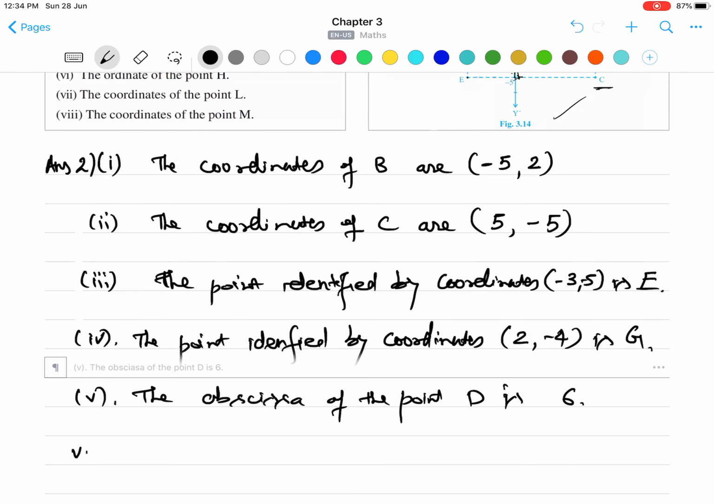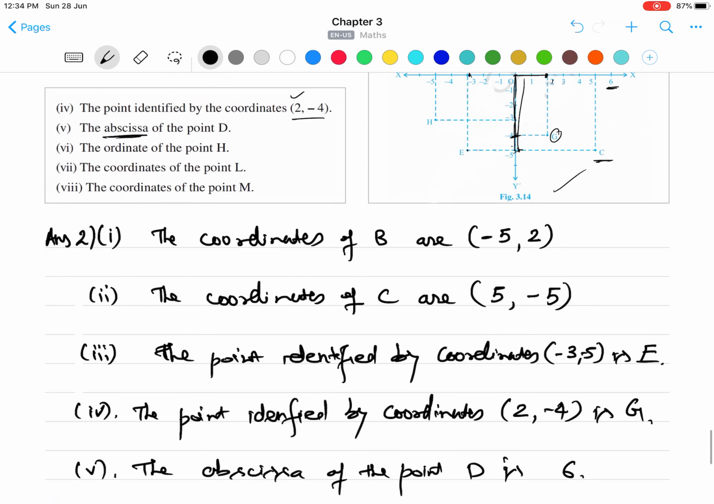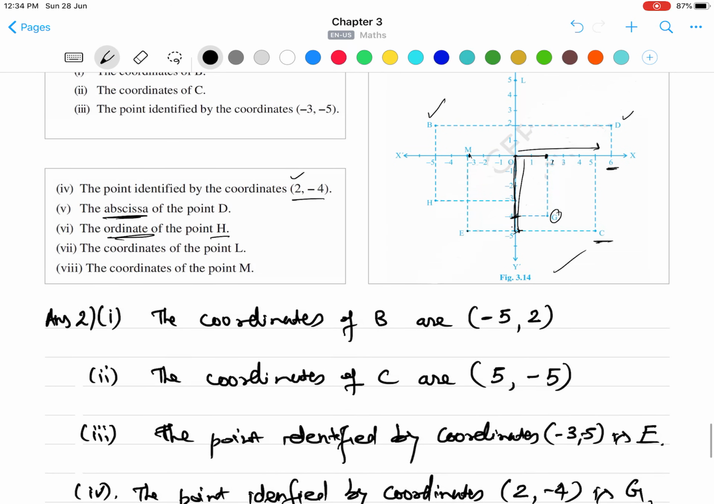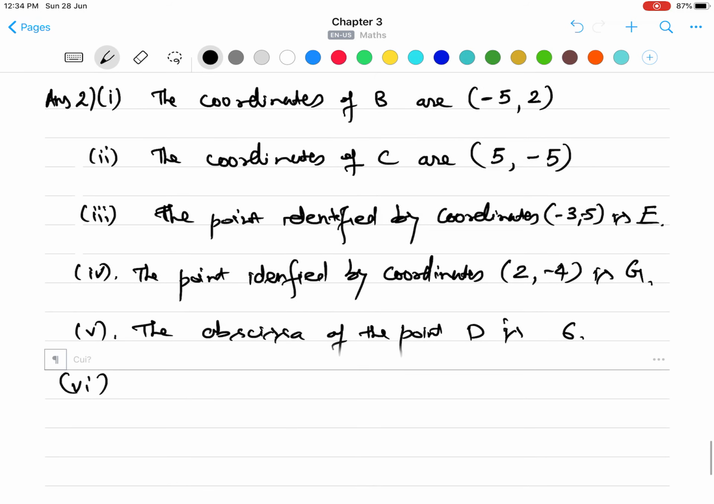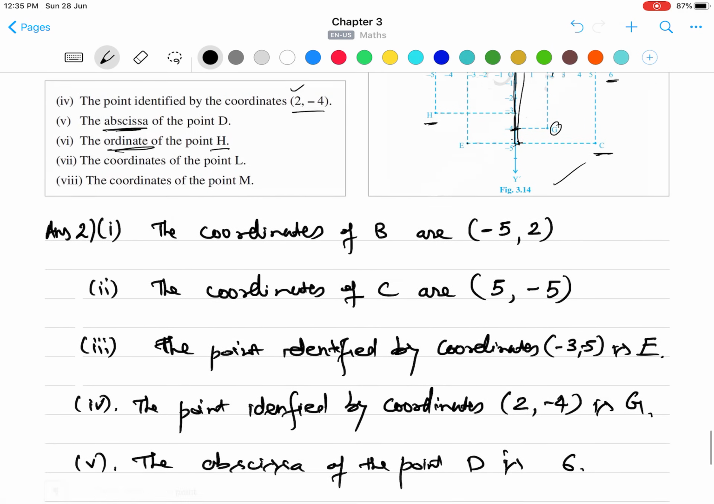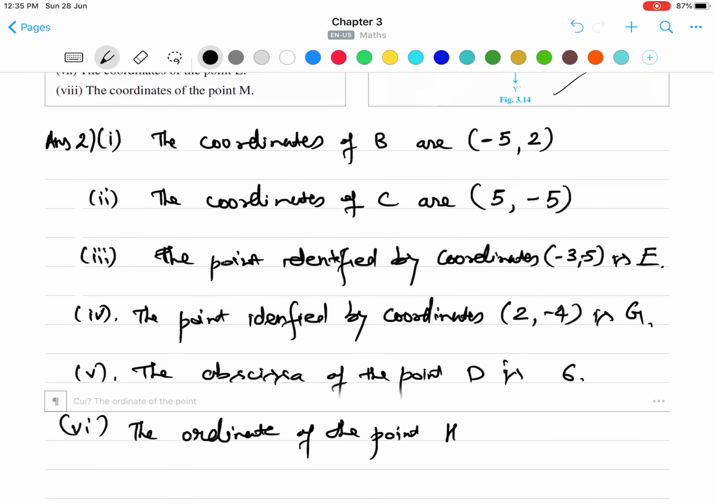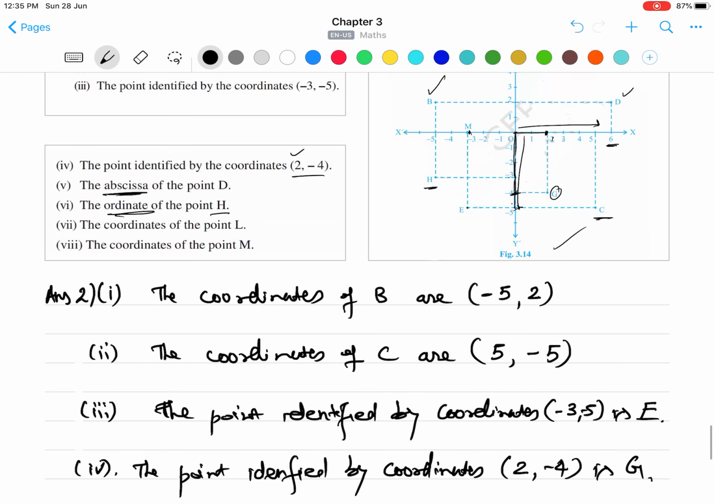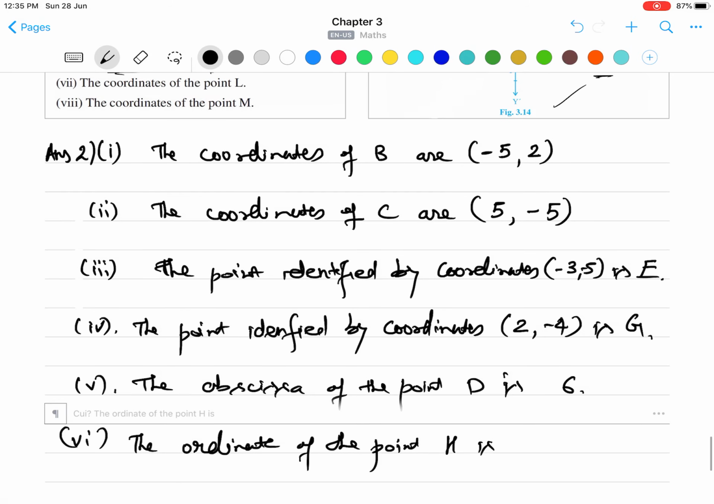Okay, now the next part number 6, it says write the ordinate of H. Ordinate means only the y coordinate. So first locate the H. H is here, its y coordinate is minus 3. So write the ordinate of the point H is minus 3.